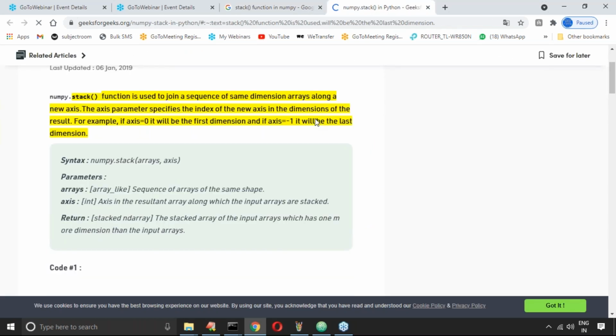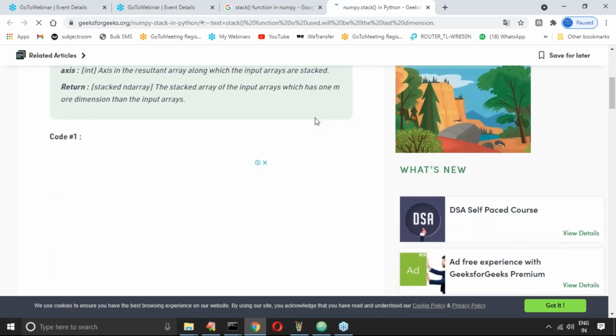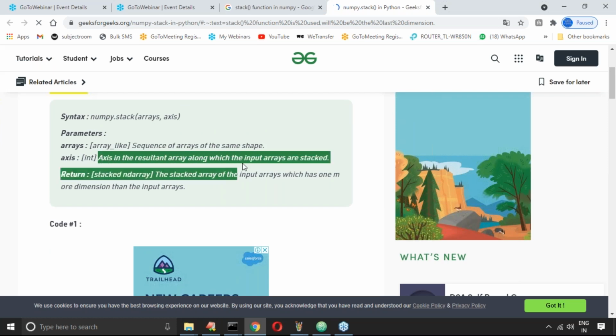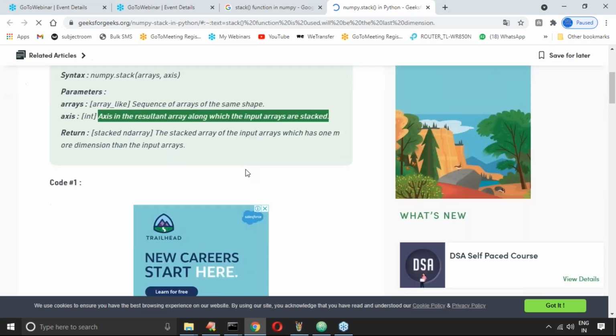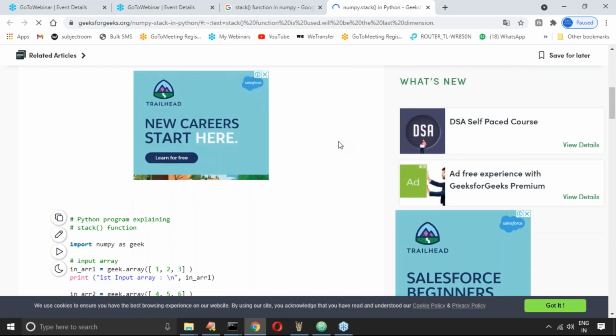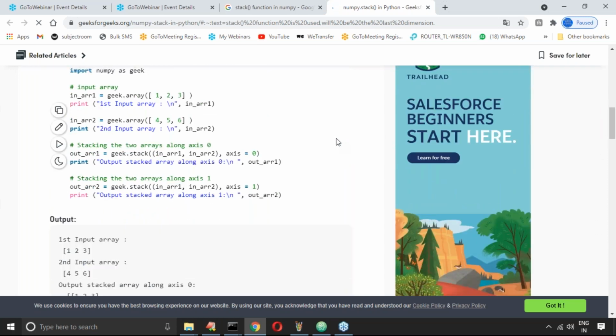Greeks for Geeks. What they did is, now observe that here numpy.stack takes a sequence of arrays of the same shape, and an axis in the resultant array along which the input arrays are stacked. It returns a stacked array of the input arrays, which has one more dimension than the input arrays. We know this one already. Code 1.